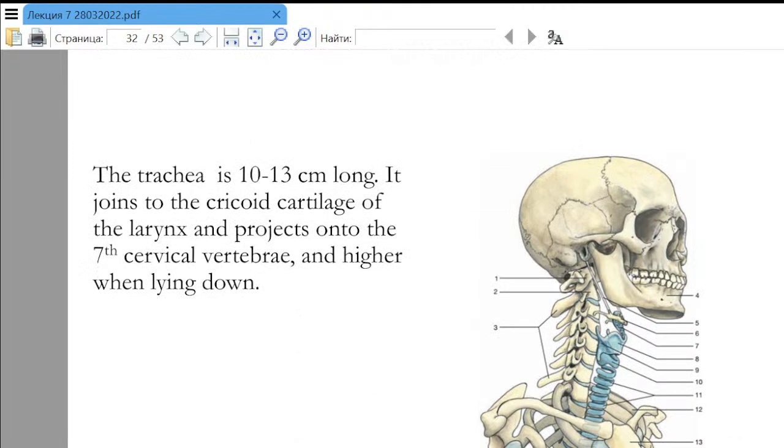The trachea is then 10 or more, about 30 centimeters long. It is joined to the cricoid cartilage of the larynx and projects onto the 7th cervical vertebra. What do you see? Trachea.